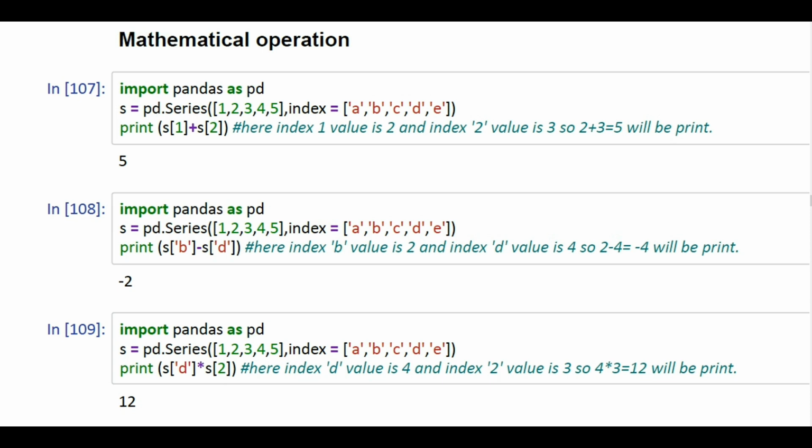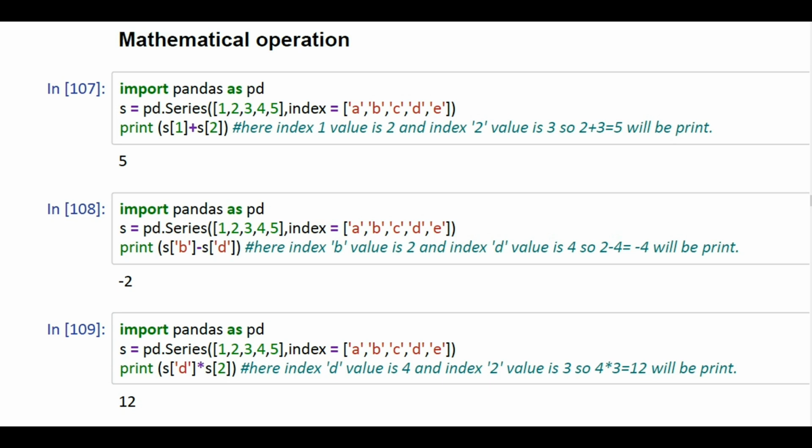S is the object of series and 1, 2, 3, 4, 5 is the data which is passed as an argument of the series constructor, and index label is A, B, C, D, E, and S of 1 plus S of 2 we want to print. S is the object of series and 1 is the index label, and 2 is another index label. Here index 1 value is 2 and index 2 value is 3. So 2 plus 3 equal to 5 will be printed. That's why the output is 5.